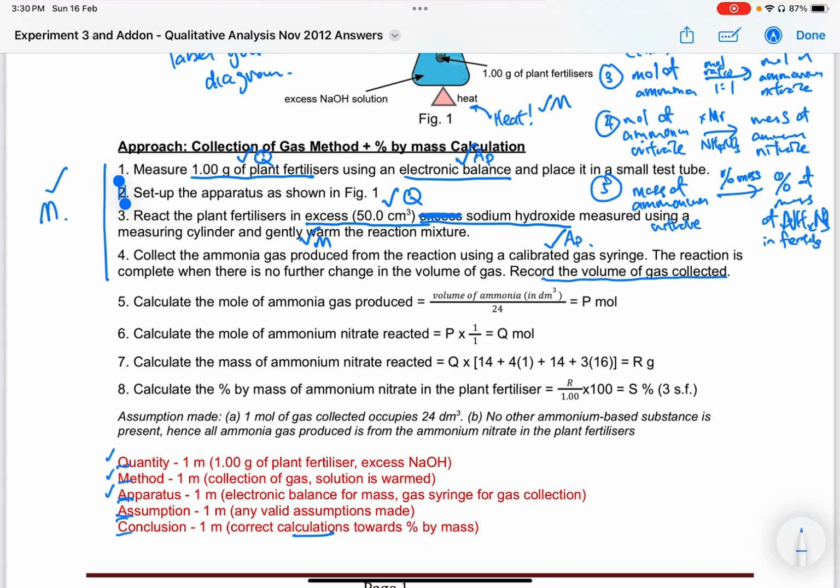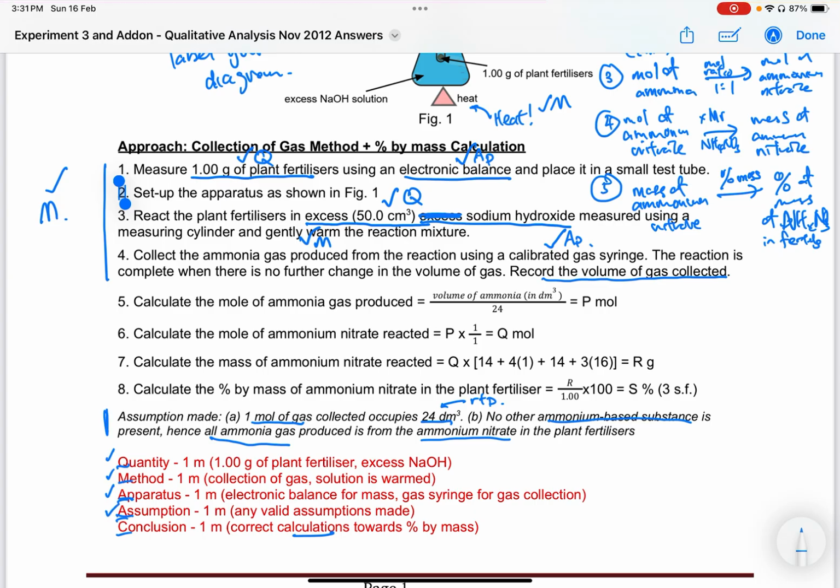If I look at assumptions first, the assumption is that 1 mole of gas collected occupies 24 dm cube. Why is it so? This is normally collected at RTP. If we are looking at Singapore, the temperature is actually not at 20. It's actually not at RTP. So that's why this is one assumption you're making. The other one is no other ammonium-based substance is present. All ammonia gas produced is from ammonium nitrate. Because if, let's say, there's ammonium sulfate or other ammonium-based substances, it will produce more ammonia gas, which will affect the results. So these two are the assumptions, which I covered.